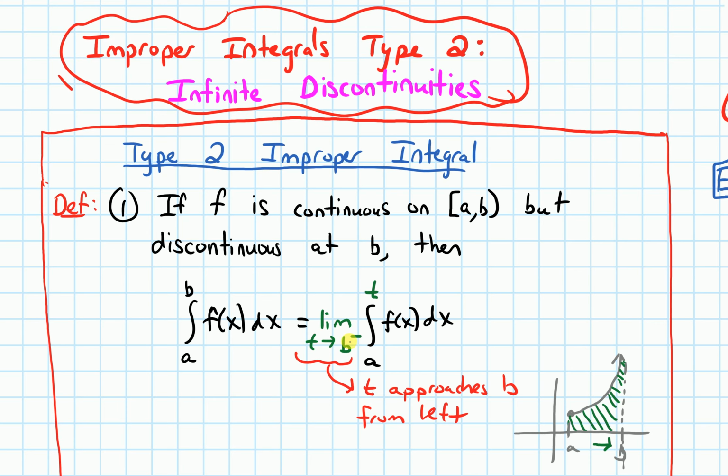And then, of course, when we have a limit, sometimes limits exist, sometimes they don't. So my integral equals this limit, provided the limit exists. If the limit exists and it's some finite number, we say the integral is that finite number. But if the limit does not exist, like maybe if it's infinity, then we would say that the integral diverges, like we saw earlier for type 1 improper integrals.